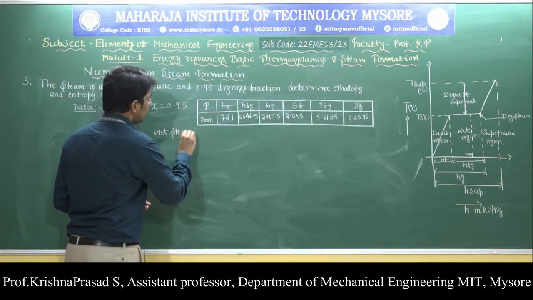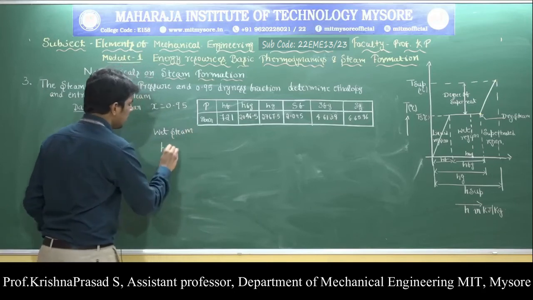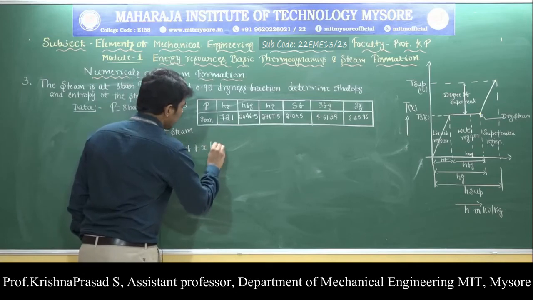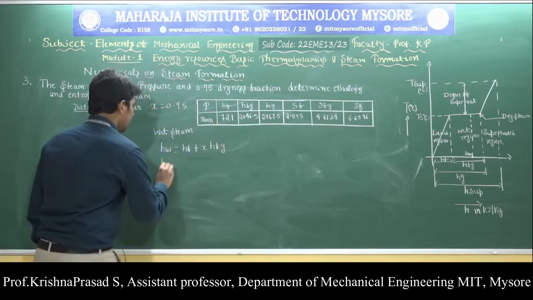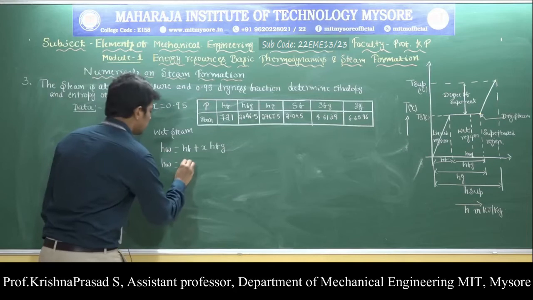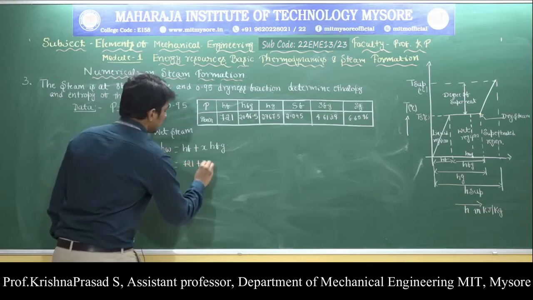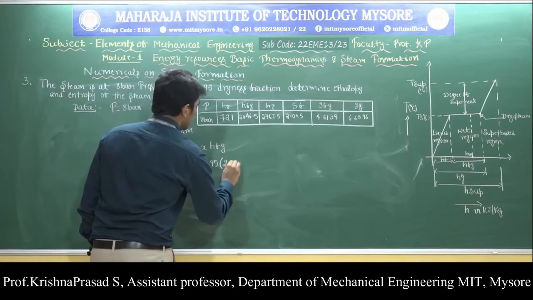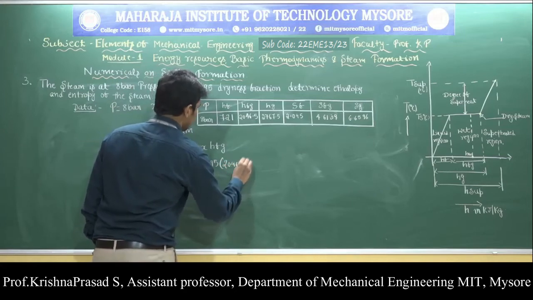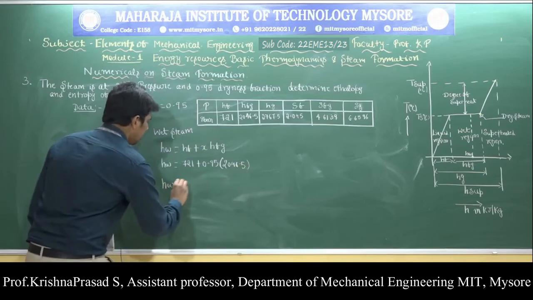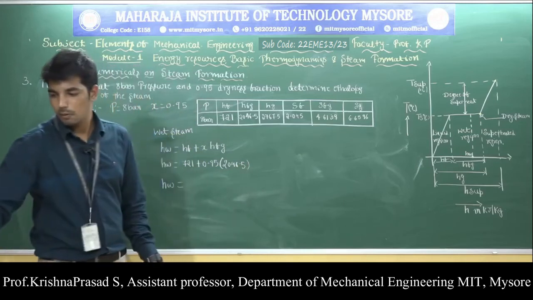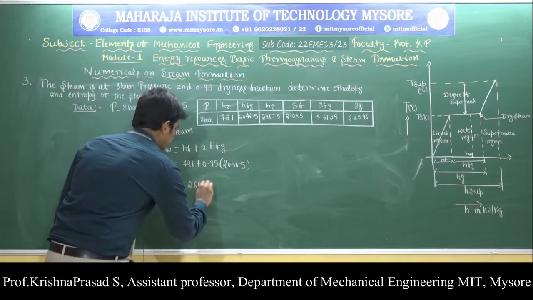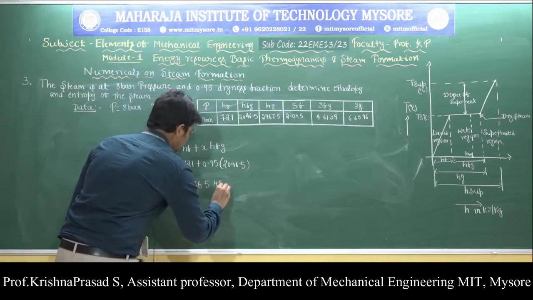So what is the formula for enthalpy of wet steam? That is equal to Hf plus x into Hfg. Here Hw is equal to Hf, which is 721, plus x, which is 0.95, times Hfg, which is 2046.5. So after simplification, Hw is equal to 2665.45 kilojoule per kg.